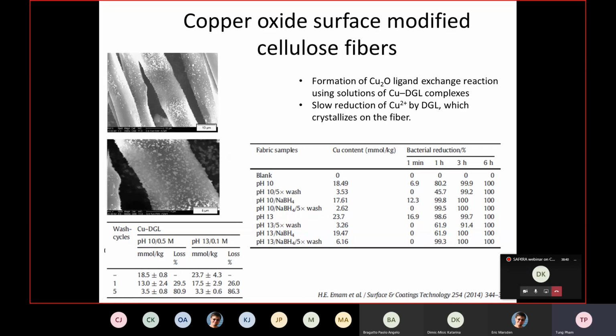But the good thing is that even with a very low concentration of copper after 5 times washing, we still have a very good bacterial reduction rate after 1, 3, and 6 hours. And looking into the SEM micrograph, you can see that we also form copper particles in the range of between 30 up to 500 nanometer.